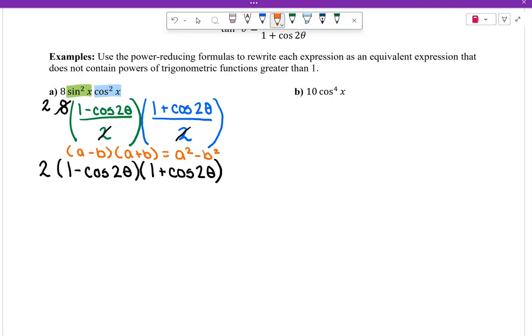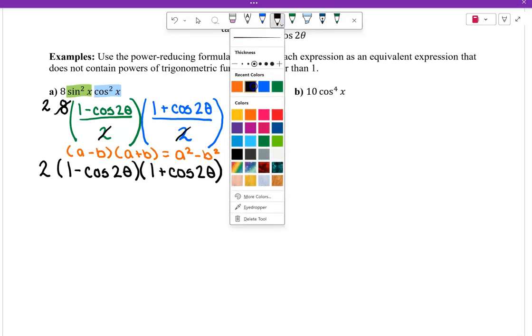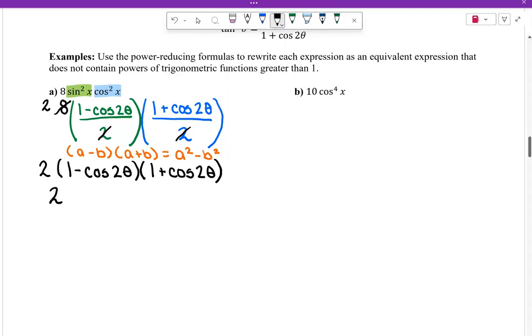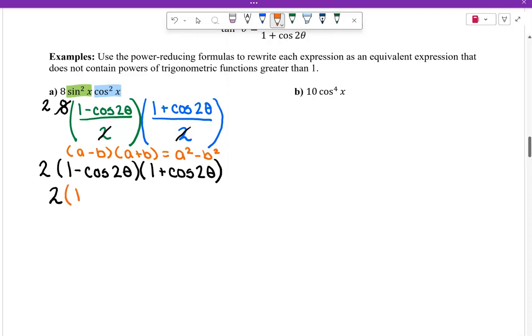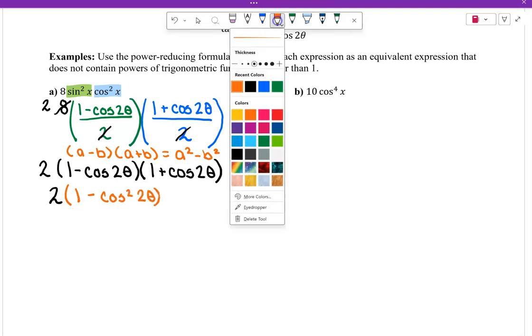So we're going to change it. So this one is going to be 2, and then I'll just write it in orange. 1 squared is 1 minus, and then cosine squared is basically cosine squared. So we're going to have cosine squared of 2 theta. Okay.